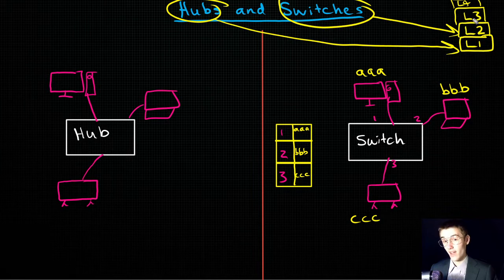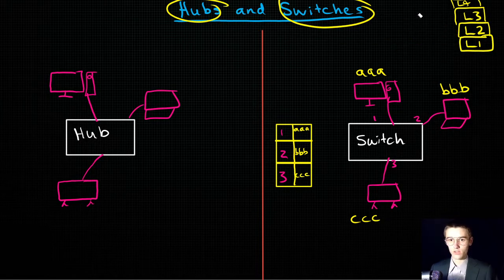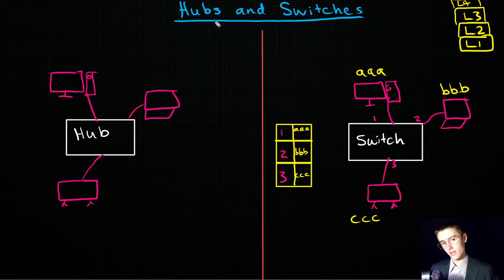There are certain switches that can work with IP addresses and they sort of act like a router, but that's out of the scope of this video. In this video we'll just assume the older switches that just work with MAC addresses. So let's go back to the hub, and this will help understand how a switch works, because a hub is like an older version of a switch.